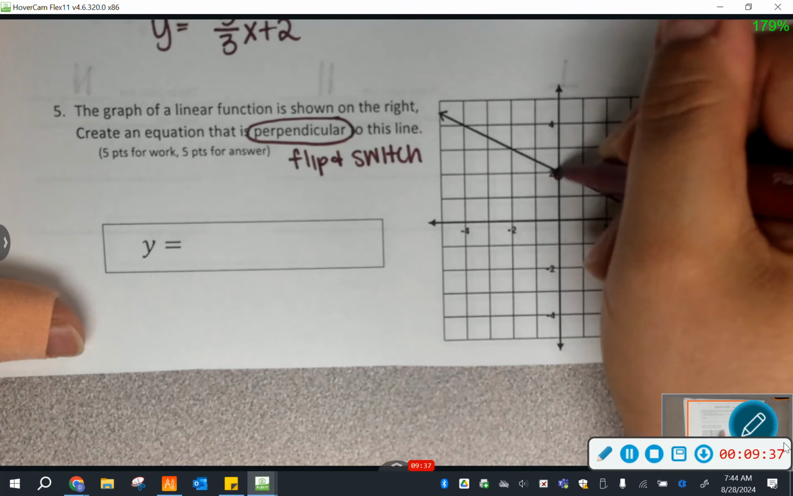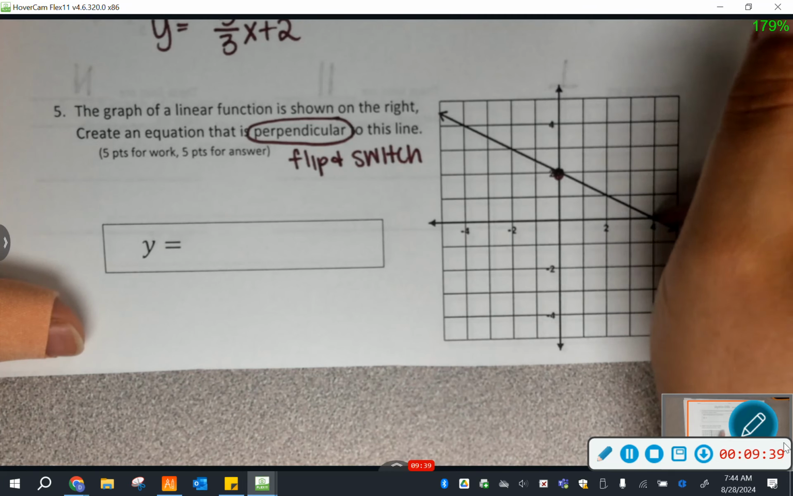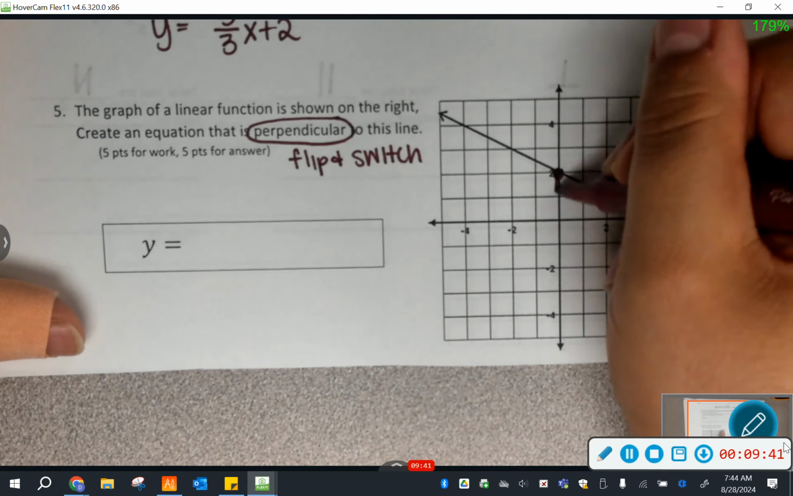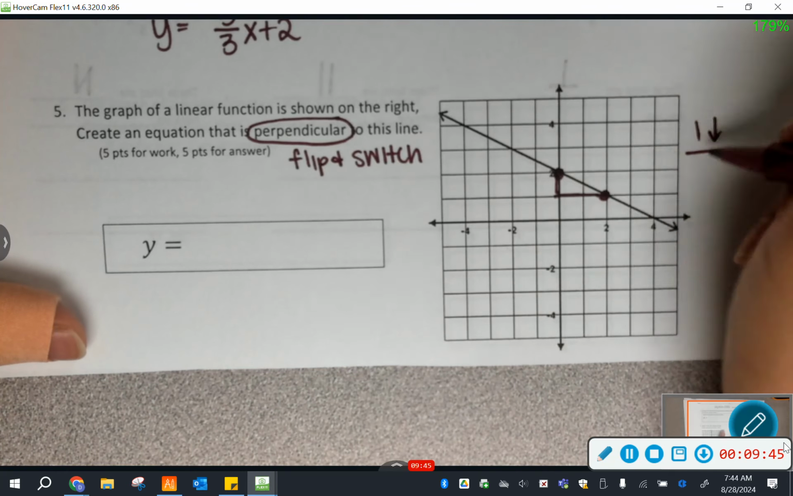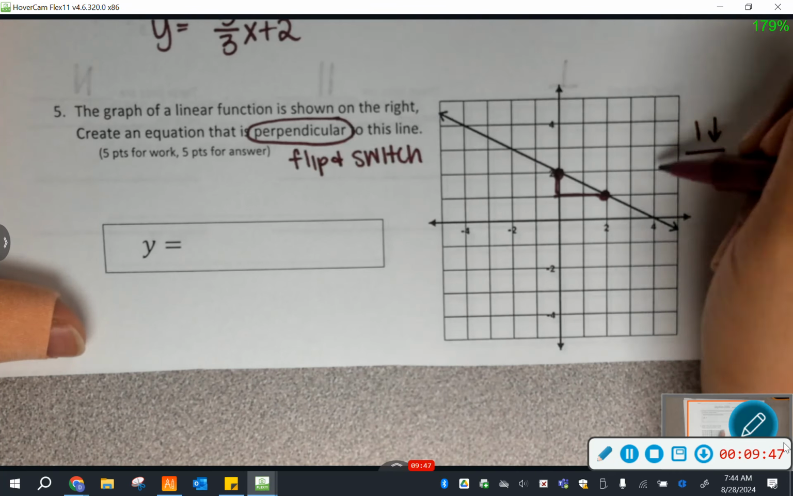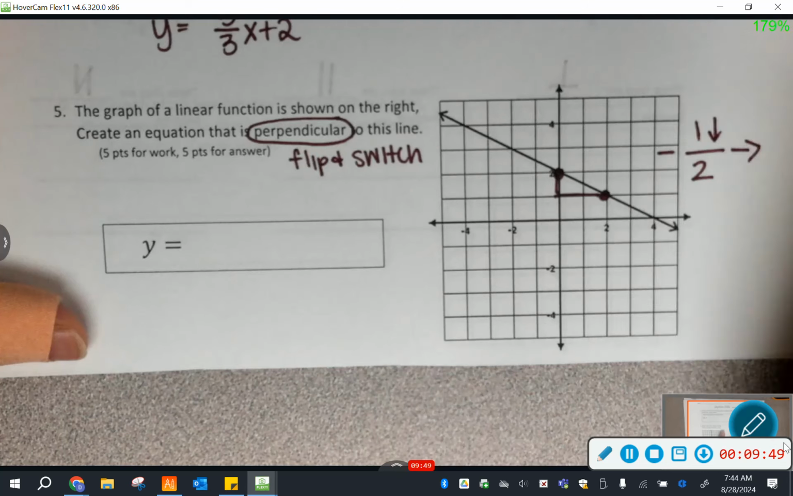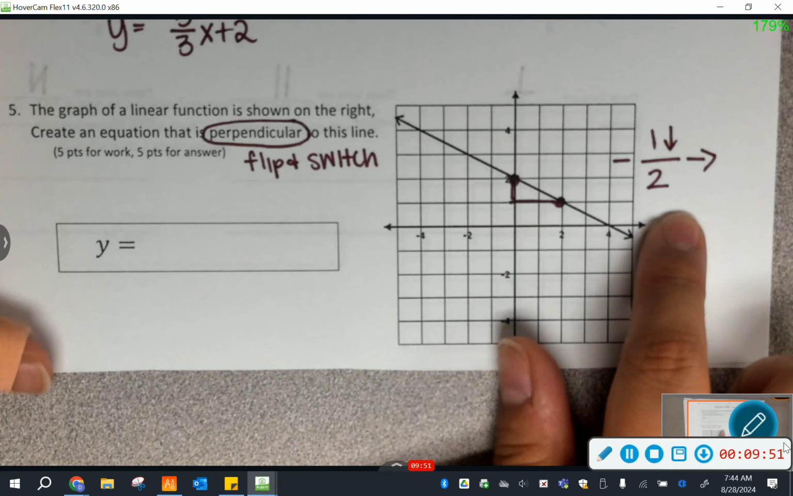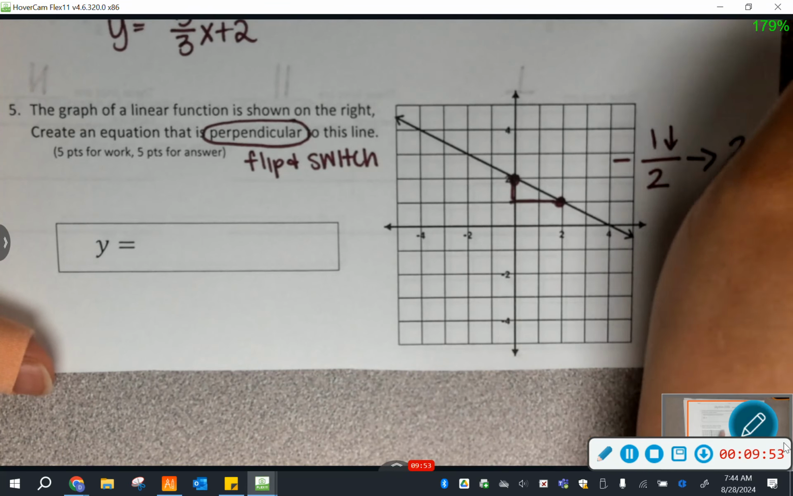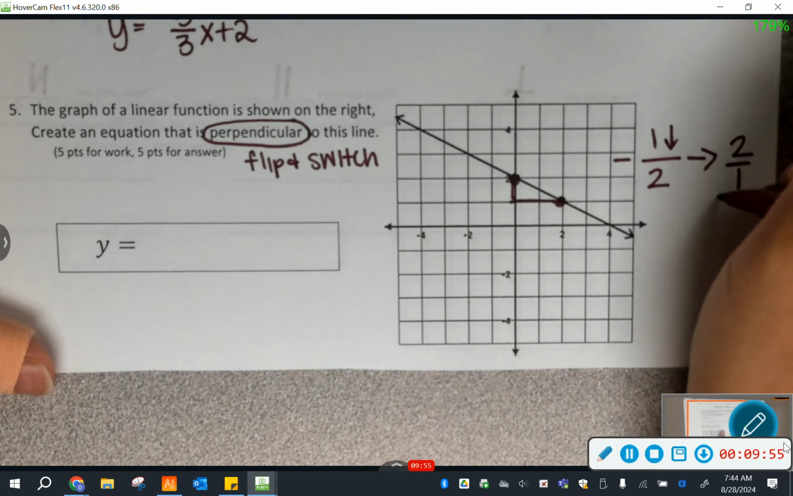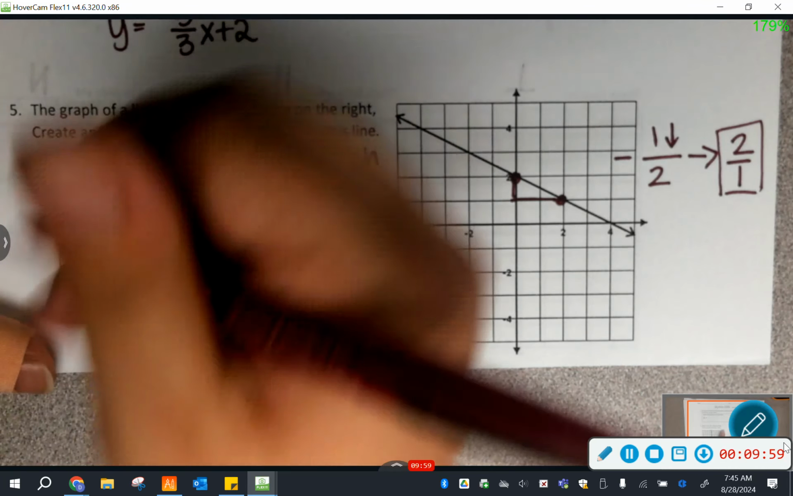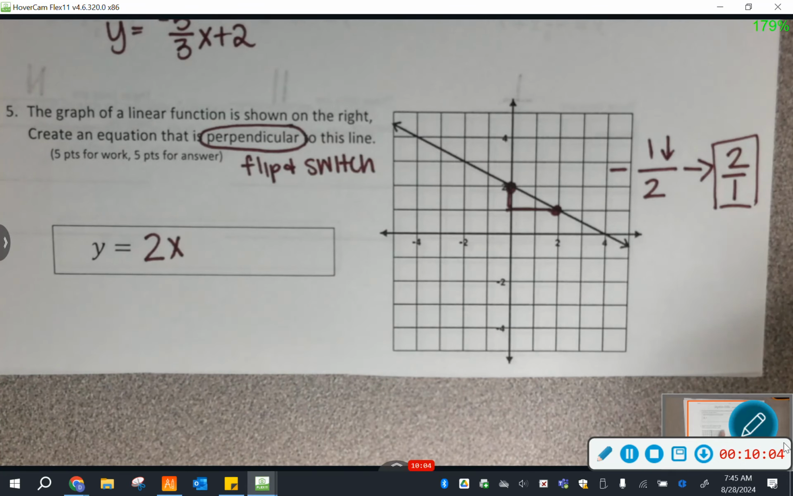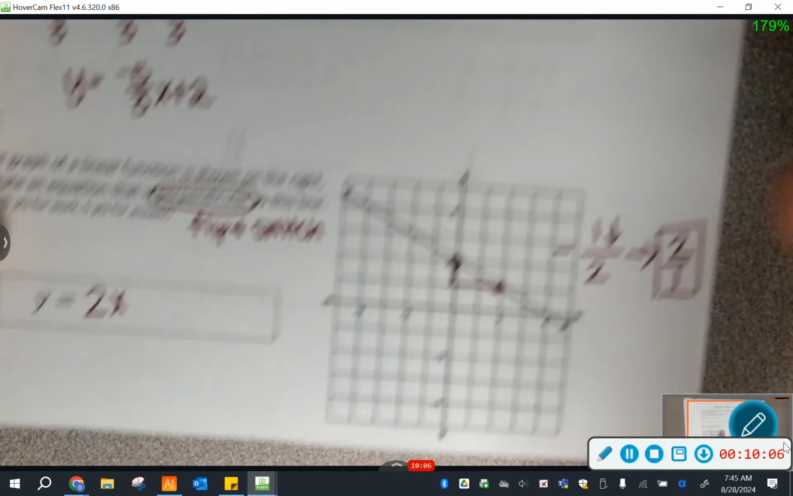Well, what's my slope here? It goes down 1, right 2. So it is what? Negative. How do I flip and switch negative 1/2? Positive 2 over 1. So my new slope is positive 2 over 1 or positive 2. And you could have just written 2x plus anything. Doesn't matter what it is.